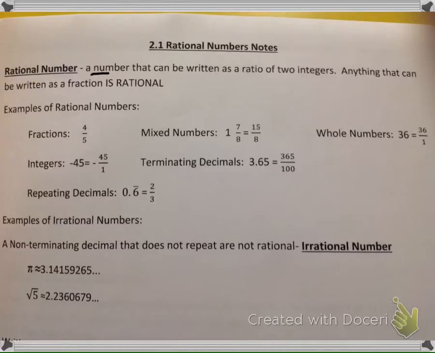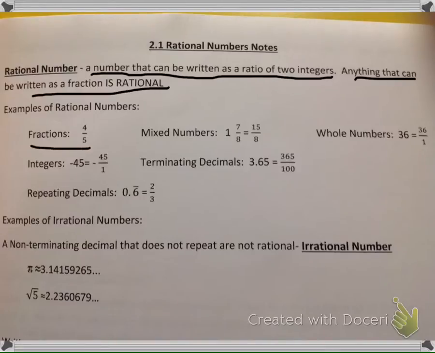Okay, so right here it tells you this. Anything that can be written as a fraction is a rational number. So if you could write it as a fraction, it's rational. Here are examples. 4/5, that can be written as a fraction. A mixed number, although it's a mixed number, 1 7/8, you can rewrite it as 15/8, which is a fraction. Whole numbers, any whole number can be written over 1. So the whole number 36 can be 36 over 1.